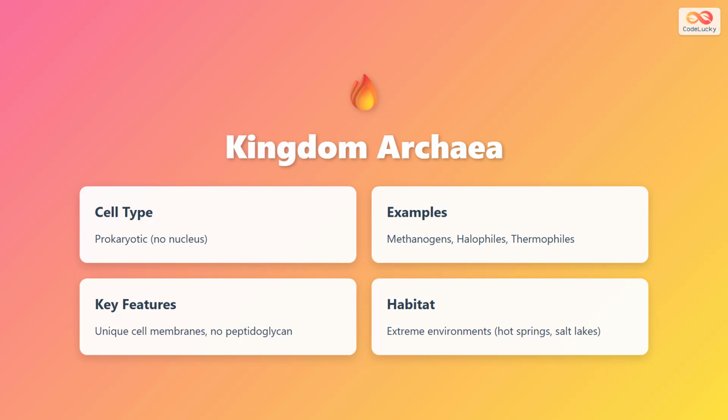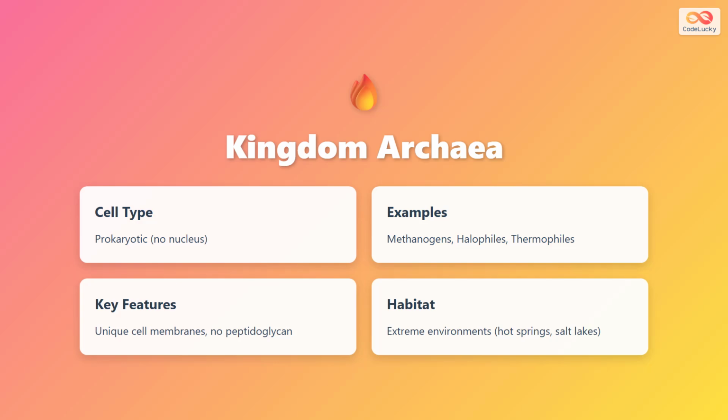Kingdom Archaea is our second prokaryotic kingdom. Like bacteria, Archaea are single-celled organisms without a nucleus. However, they have several unique characteristics that set them apart. Their cell membranes have a different chemical structure than bacteria, and they do not have peptidoglycan in their cell walls.